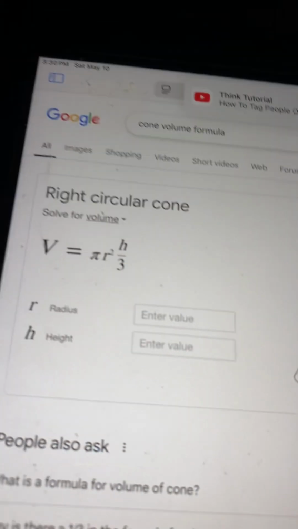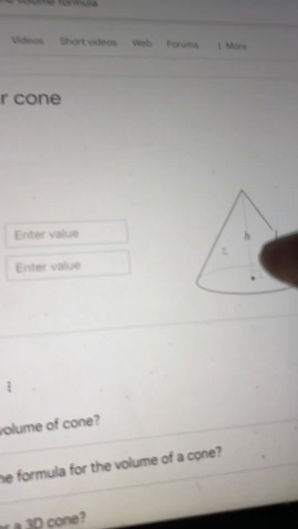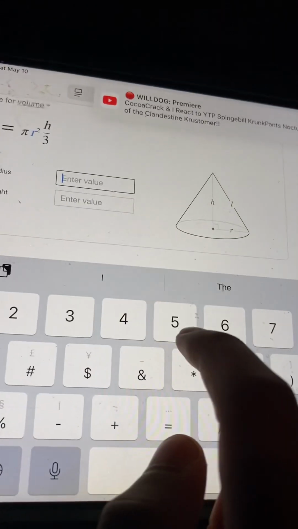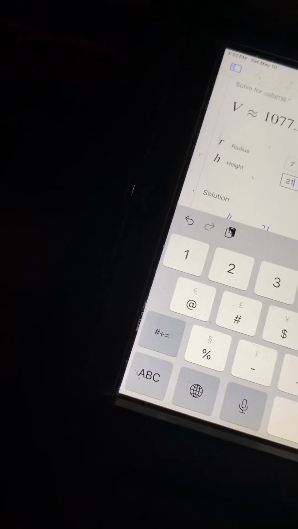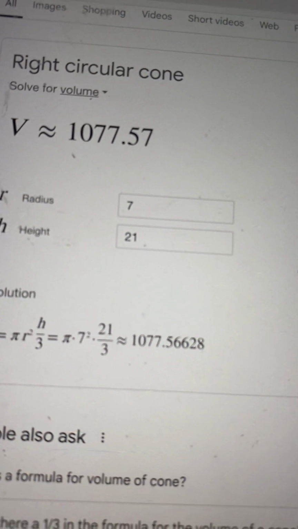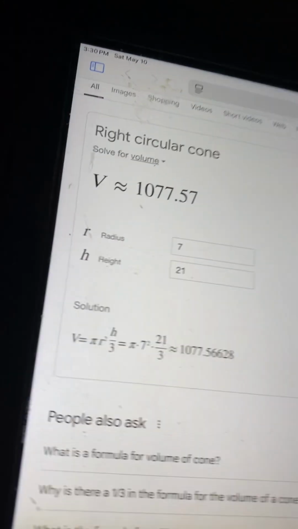So let's substitute some numbers in for this one in order to find the volume of a cone. Let's say that the radius is 7 and the height is 21. We should get an answer of 1077.57. And how do we prove this?